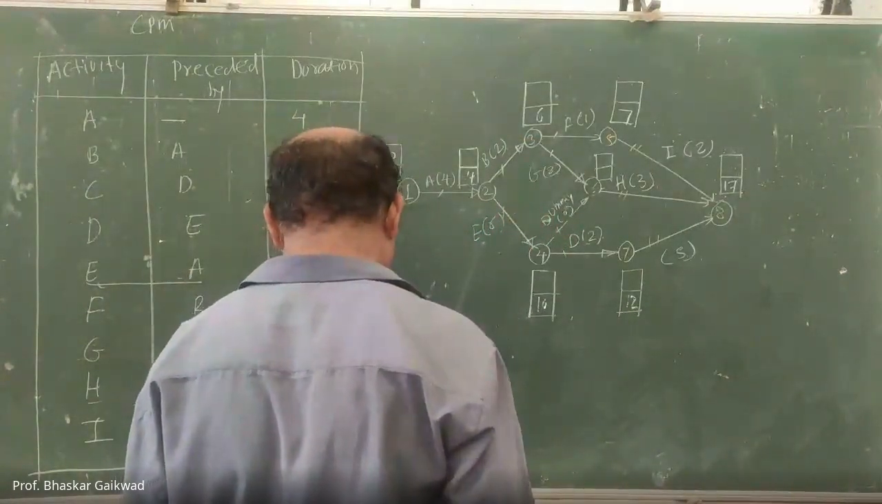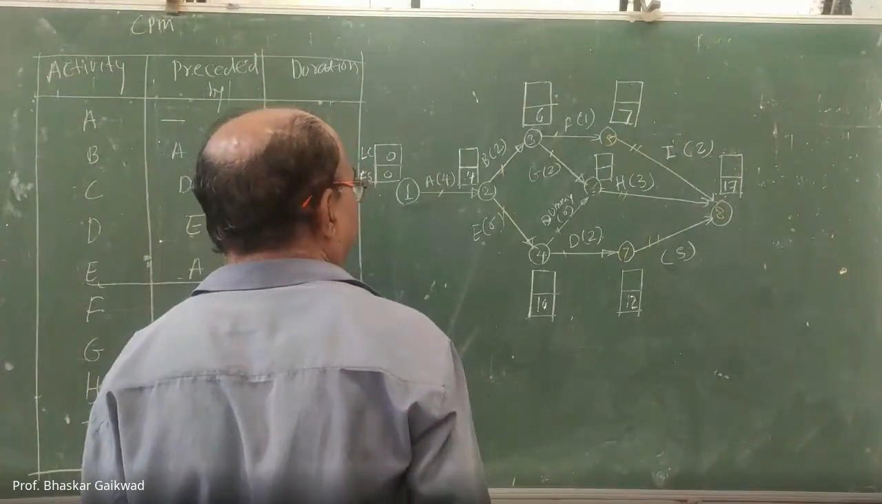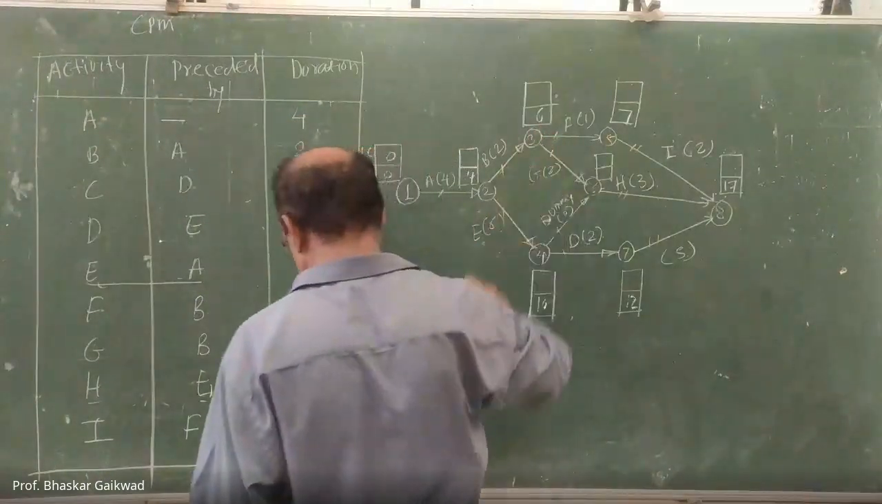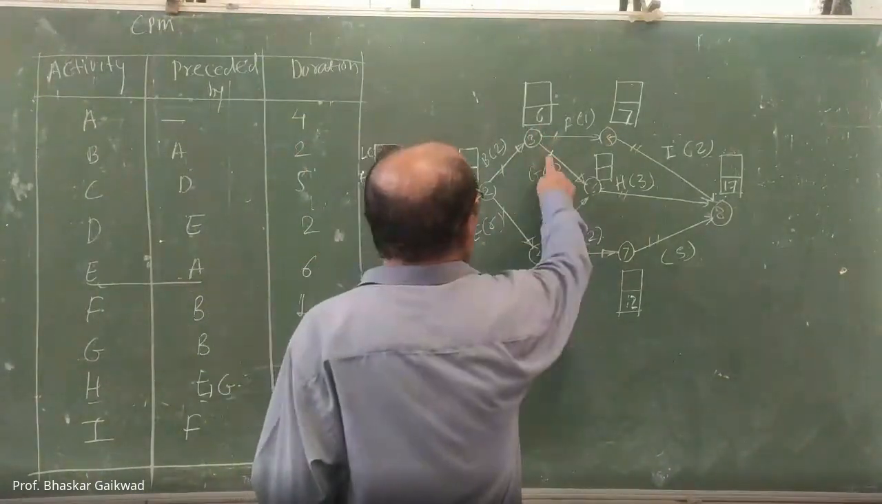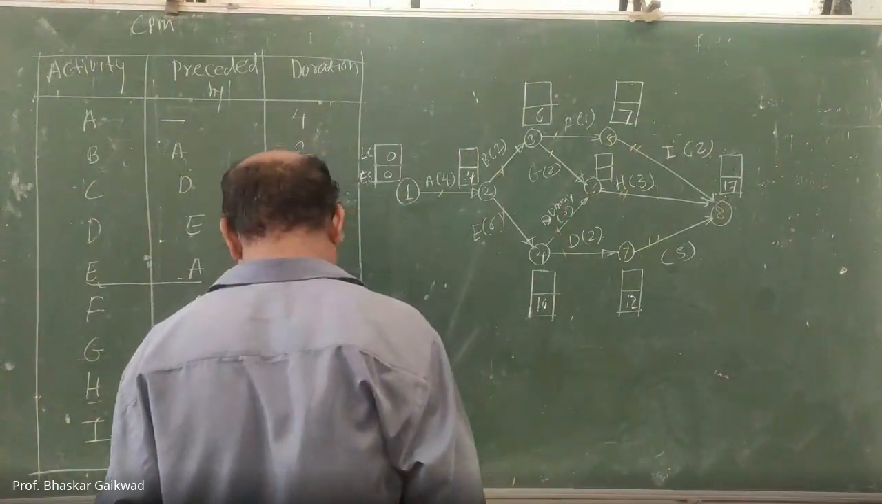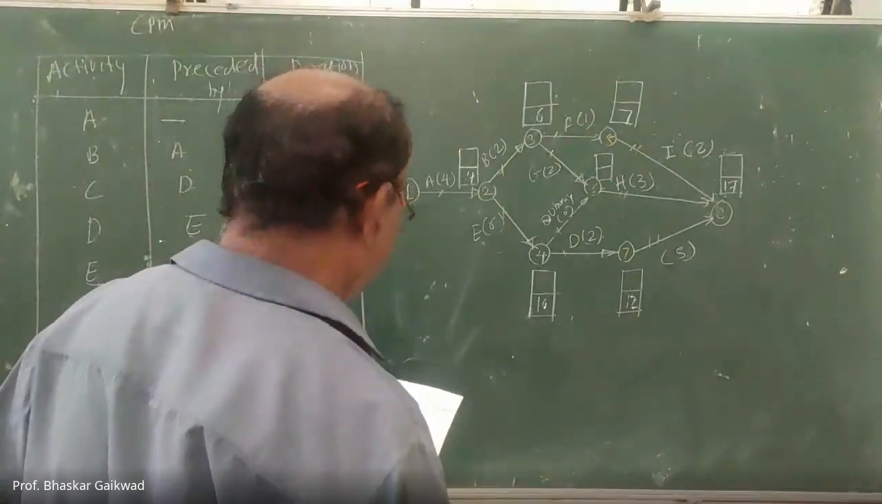Which is the correct? 6 plus 2. Maximum you have to consider. So initially here it is 6. Then 6 plus 2. How much here? 8. How much here? 8. How much? 8, sir. 8.